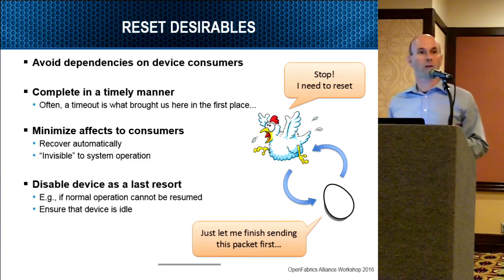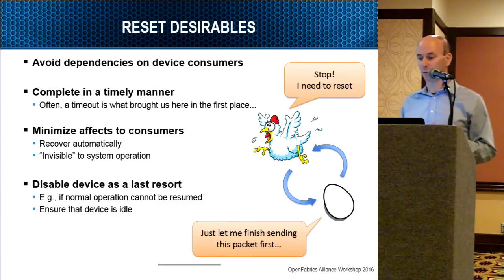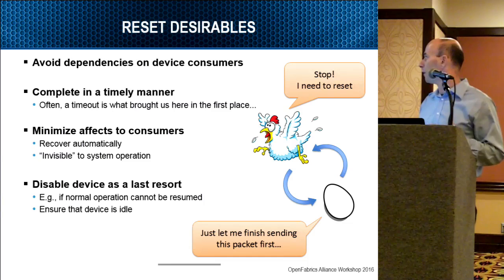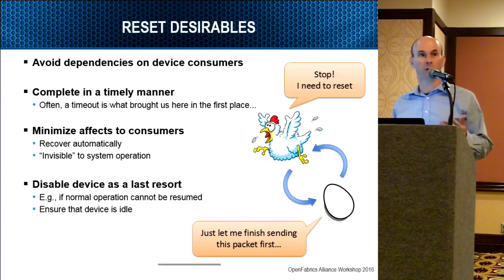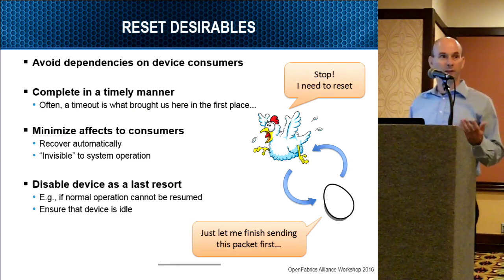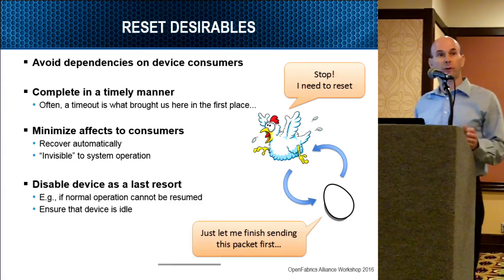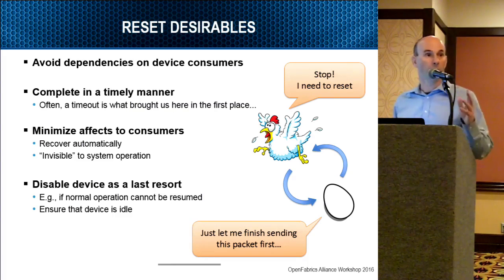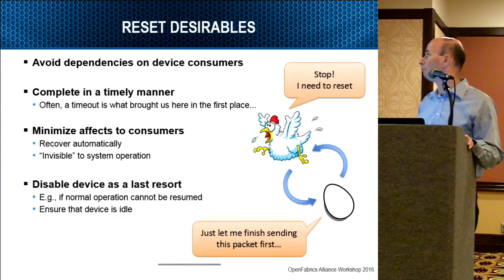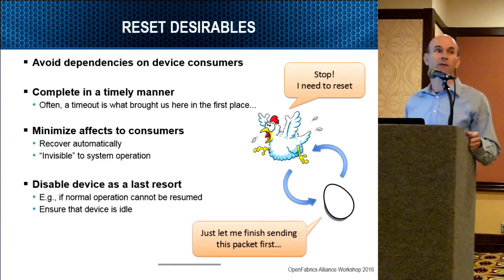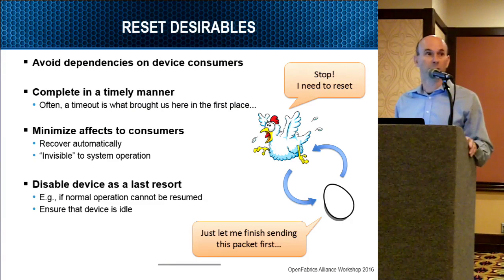So let's look a little bit at what resets entail. First of all, we want to be able to reset the device without any dependencies on the consumers of the device. For example, we don't want a situation where the device itself needs to stop, and some consumer says, I want to stop, but please let me send this packet first. We have to break this loop, reset the device, and then continue traffic afterwards. We want to do it in a very timely manner, because usually resets are detected by timeouts. We want to minimize the effects on consumers of the technology. And finally, if something bad occurs, we want to keep the device disabled.